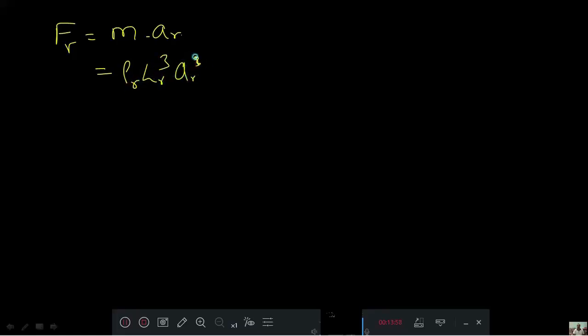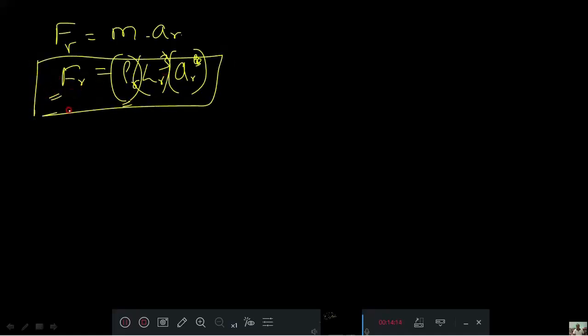Right? Like that, if you know all these parameters, you can go further to the force ratio. The force ratio is equal to what? Mass into acceleration. Mass is rho into L cubed, so that is rho r into Lr cubed into Ar. What do you know here? You know Lr, you know Ar, and you can consider rho r also, the density ratio. By knowing all these, you can calculate the force ratio. Understood?